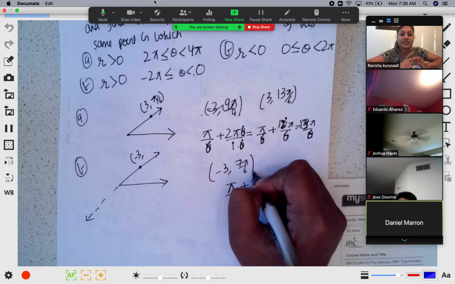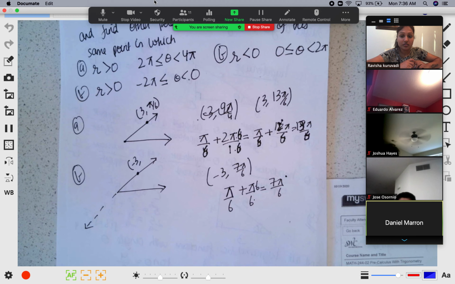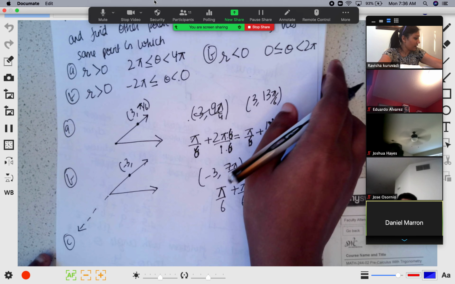Anyone who did not understand how I got 7 pi over 6? This is the only tricky one here with negatives.